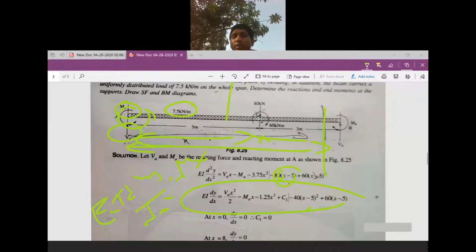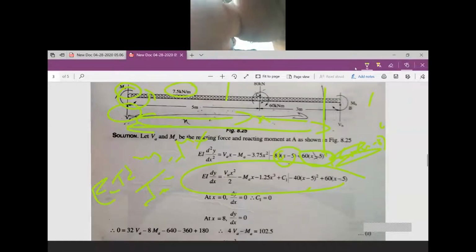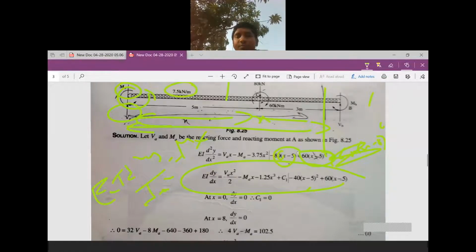Here 60 is an external moment. How has he written this? He should write 60 directly. However, here he has written that it is acting at x minus 5 distance. Here he has written it as 60 into x minus 5 whole to the power of 0.